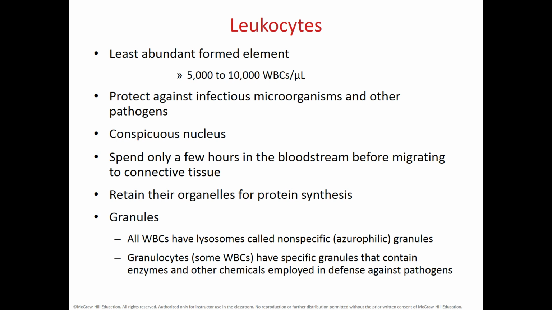Okay, so that's all about the red blood cells. Now let's move into the white blood cells, or the leukocytes. So the leukocytes are the least abundant formed element. We only have between 5,000 to 10,000 white blood cells per microliter. Why is this? Well, because in general the function of the white blood cells is to protect us against infections of microorganisms or other pathogens or disease-causing organisms, or even cancer.